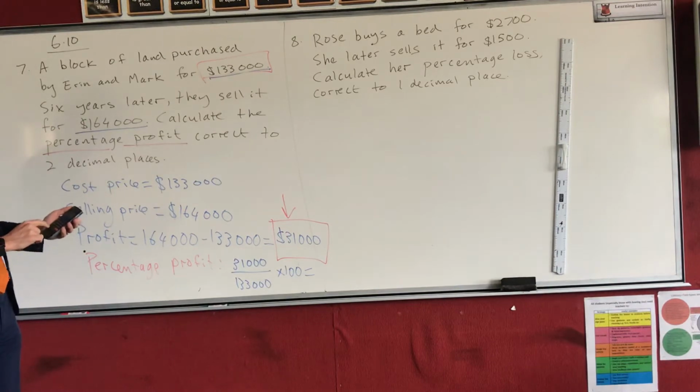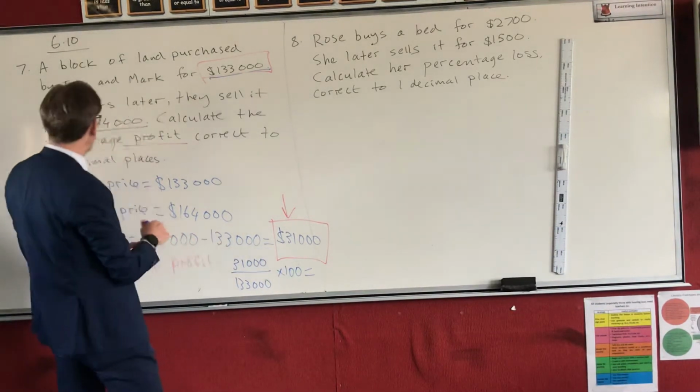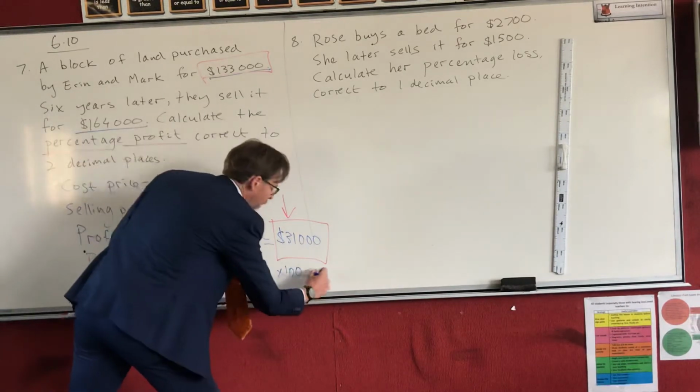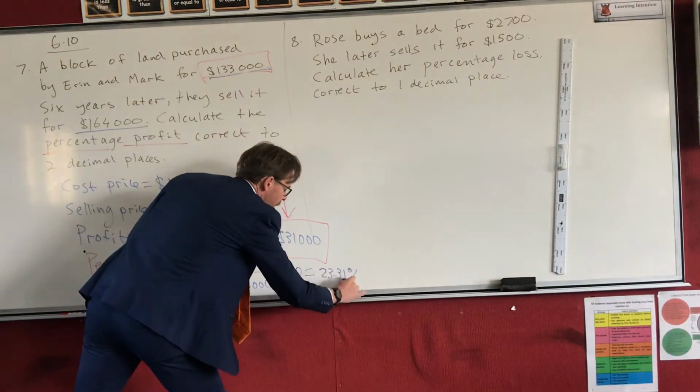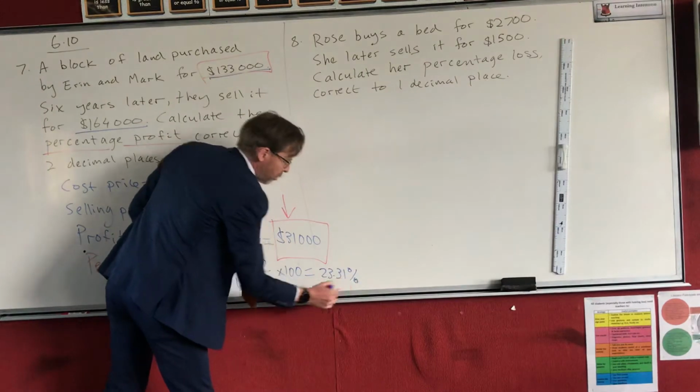Okay, now let's do that on the calculator. So, press 31,000, your fraction button, then 133,000, multiply that by 100, and what do we get there? Okay, so we get 23.3, it says 2 decimal places, 23.31. So you get 23.31. Don't forget, you've got to put the percent sign in there. The calculator won't do it for you. So just make sure you've got a percent there.